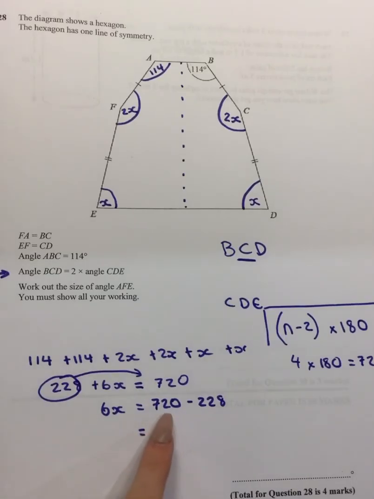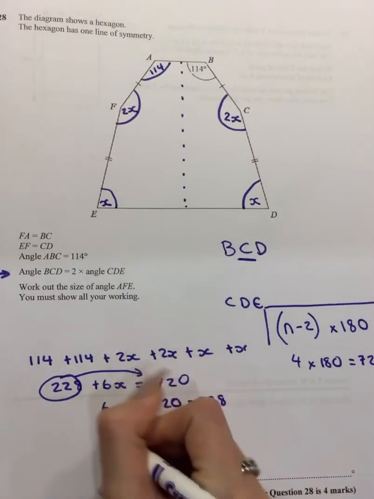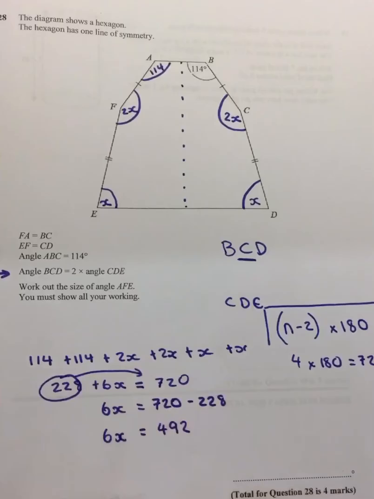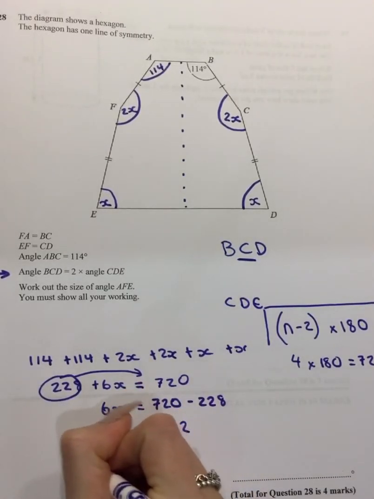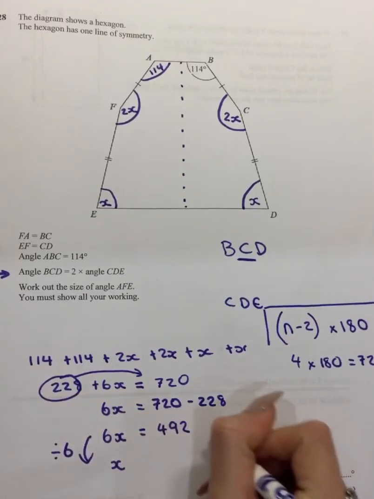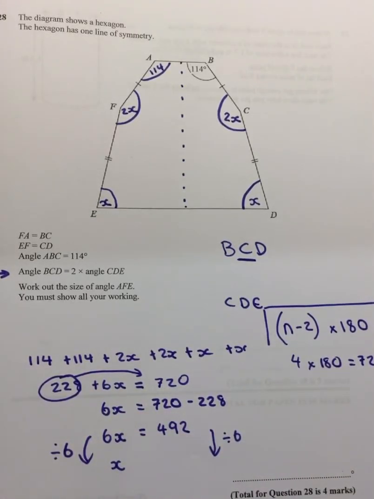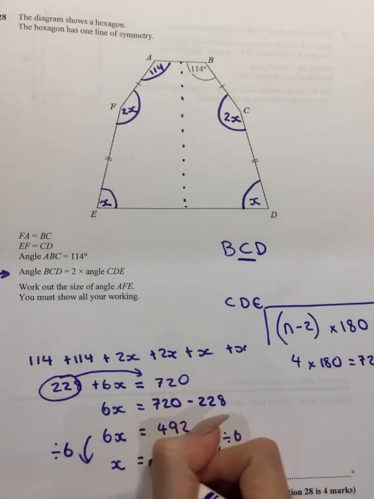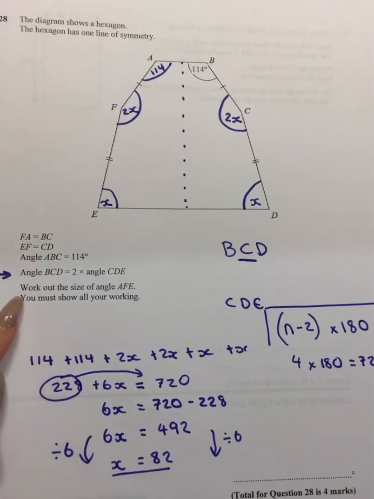So then we get 720 minus 228 is 492. So 6x therefore equals 492. So for 1x, we're going to divide by 6. Whatever we do to one side, we have to do to the other. So that tells us that x is 82. And then we look back at the question.